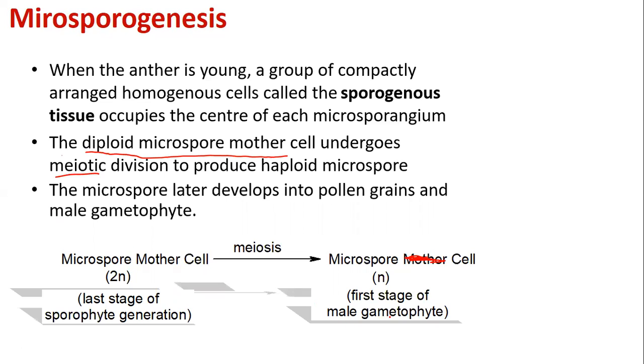But of course, for the male gametophyte, the first stage is the microspore cell. Not mother; it is wrongly written over there. It is the microspore cell, because it is haploid. So please take note of the first stage of the male gametophyte and the last stage of the sporophytic generation. That is very, very important from the NEET perspective. This is the definition of microsporogenesis. In the next slide, we will be discussing the development of pollen grains. Please take a note of it.